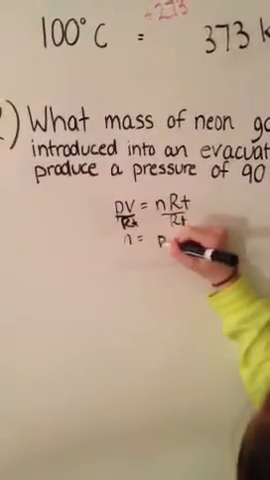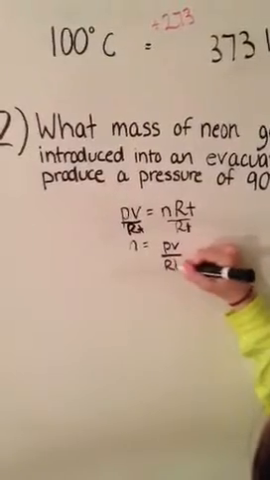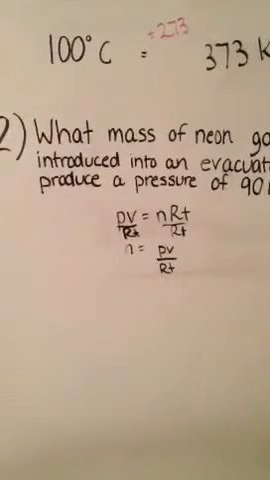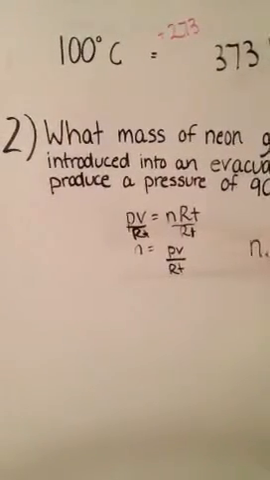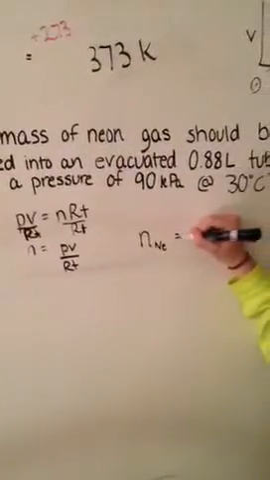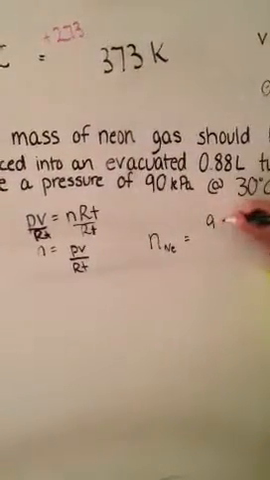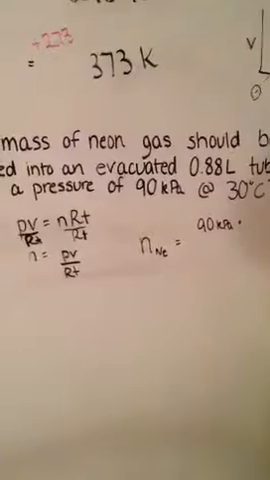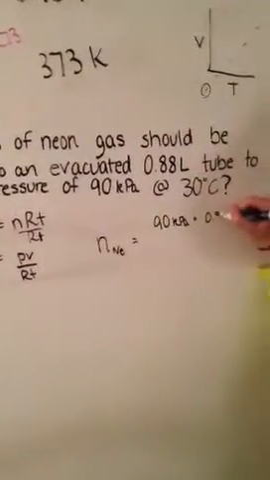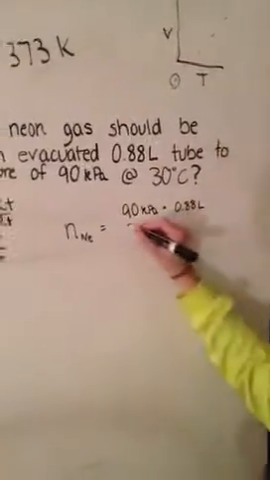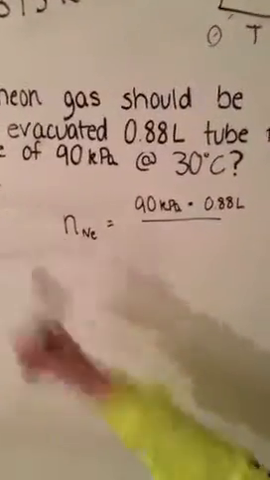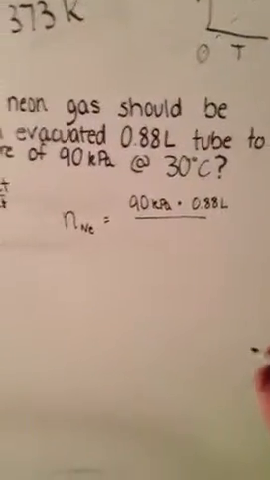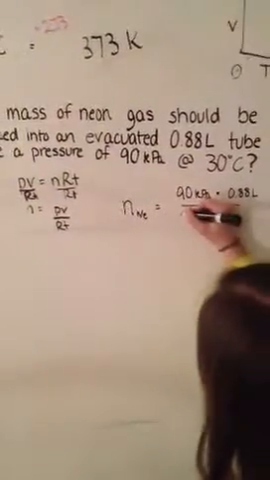And then this is what we're actually going to use right there. So I can plug these in. The moles of neon we have is 90 kilopascals times the volume, which is 0.88 liters. And then, as I said before, R is the constant. When you're working with kilopascals, 8.314 is always going to be your R term. It's always going to be your constant.